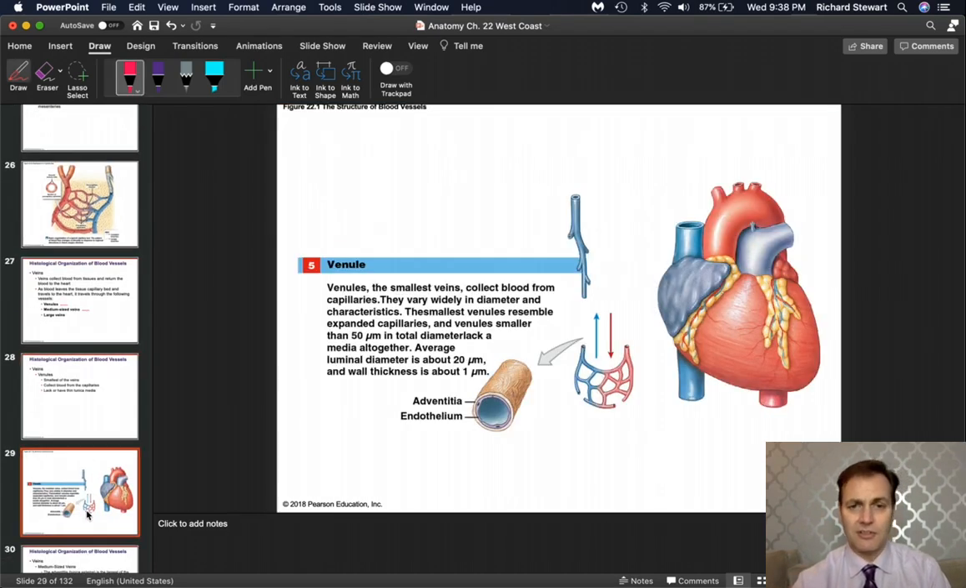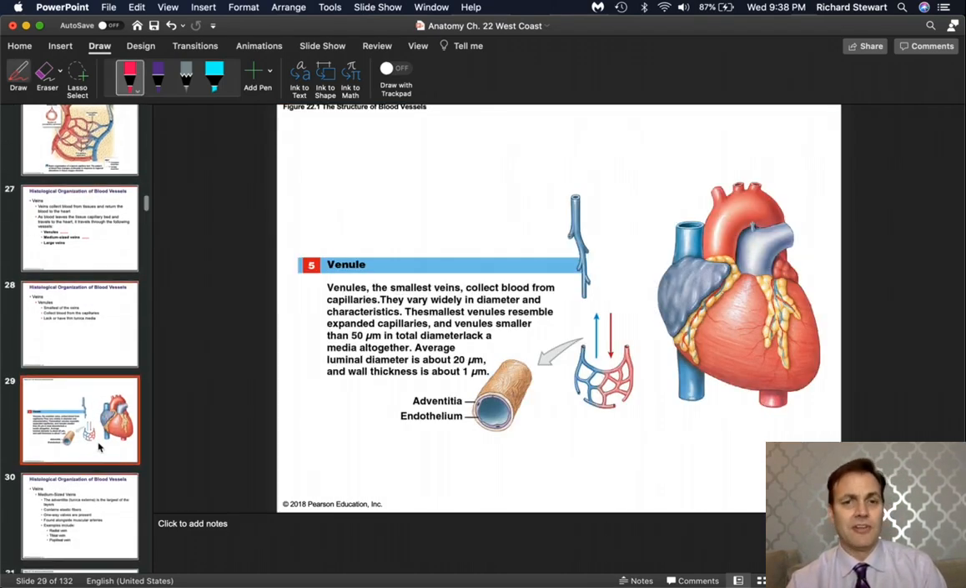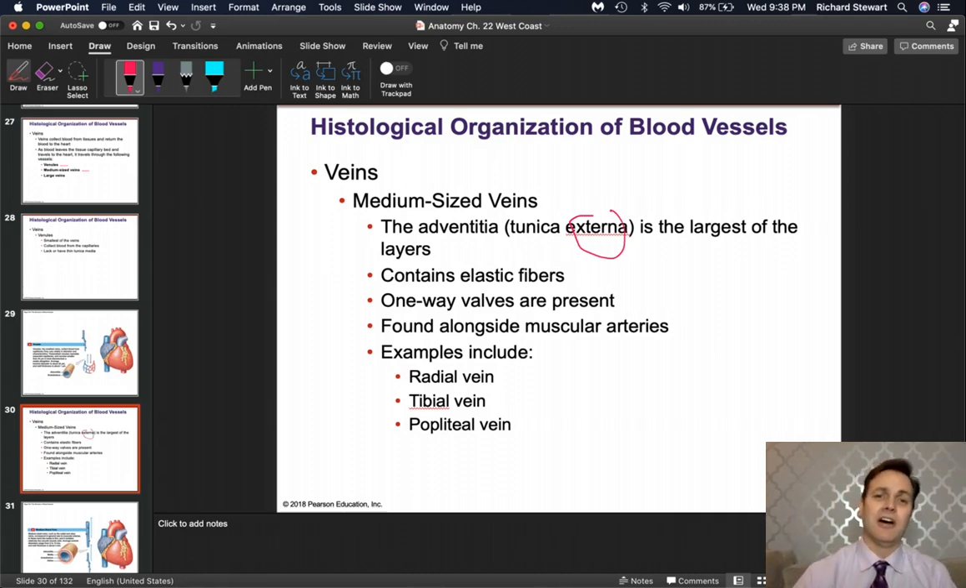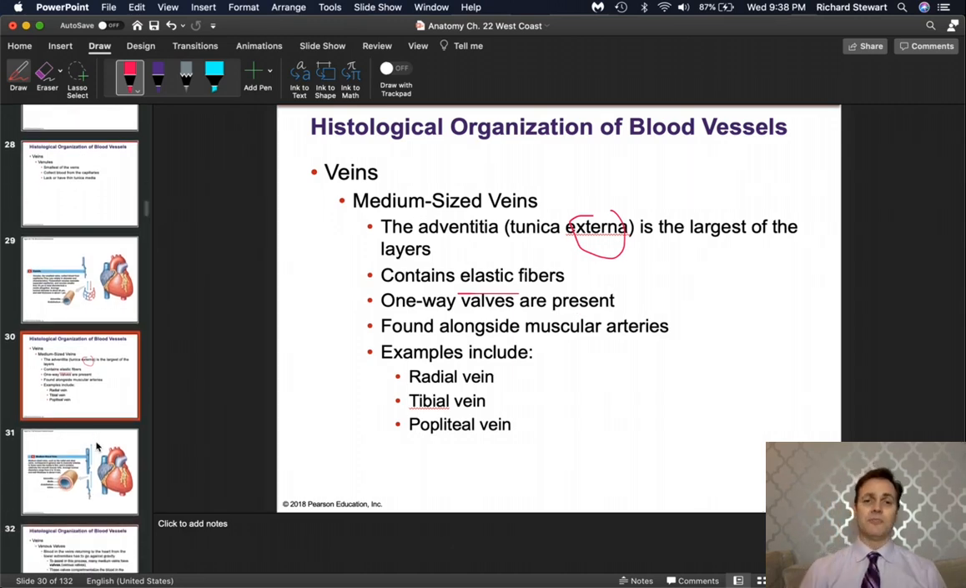So once again, venules, smallest ones. Medium-sized vein. Now you can see a bit of a tunica externa. It's becoming a little bit larger. Starting to get some elastic fibers in there. And this is where we actually have the one-way valves. So this would be your radial, your tibial, your popliteal vein. So it's the veins that we actually can see through our skin and our arm here.